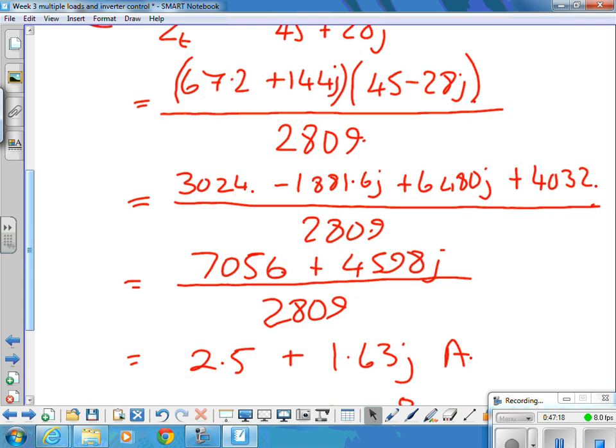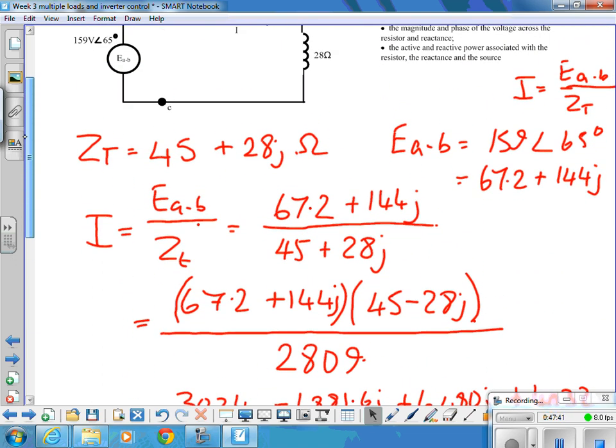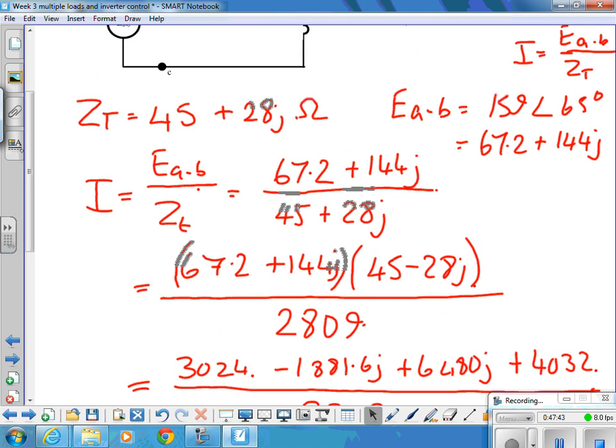What you've got is 144 times minus 28, right? But the j squared makes minus 1. So you've got a negative number multiplied by minus 1, which strips the negative sign off it. That's why on the bottom line, even though one of these numbers is negative and the other is positive, because we're multiplying by the complex conjugate on the bottom too, the j squared cancels it out and you just end up with a constant on the bottom.